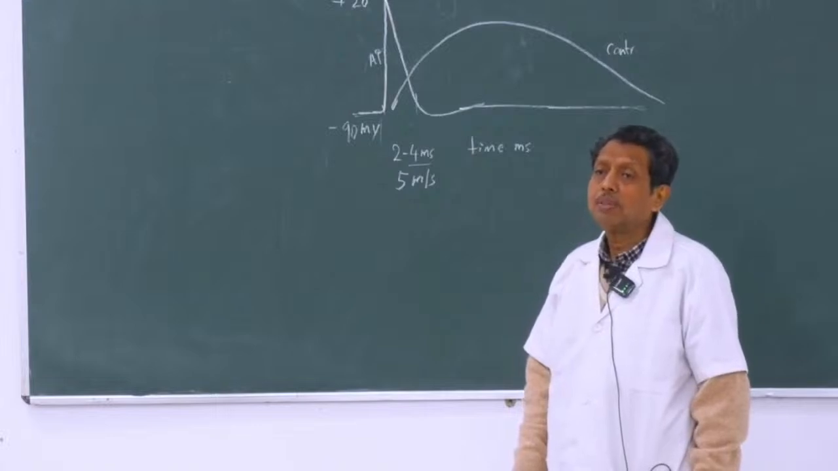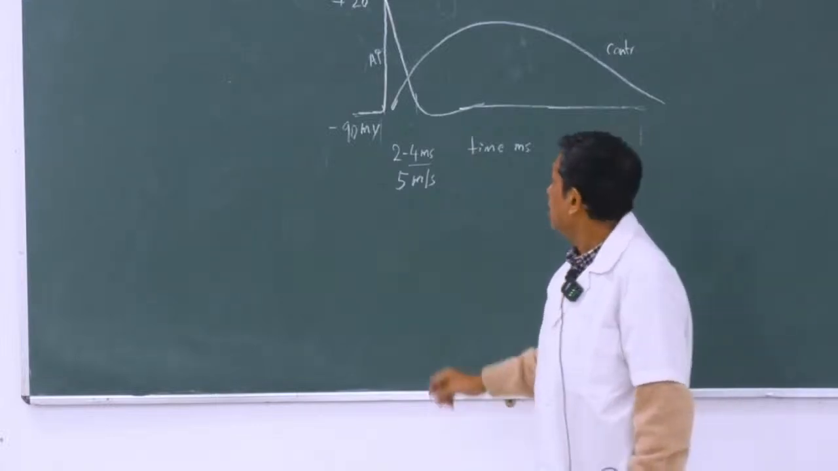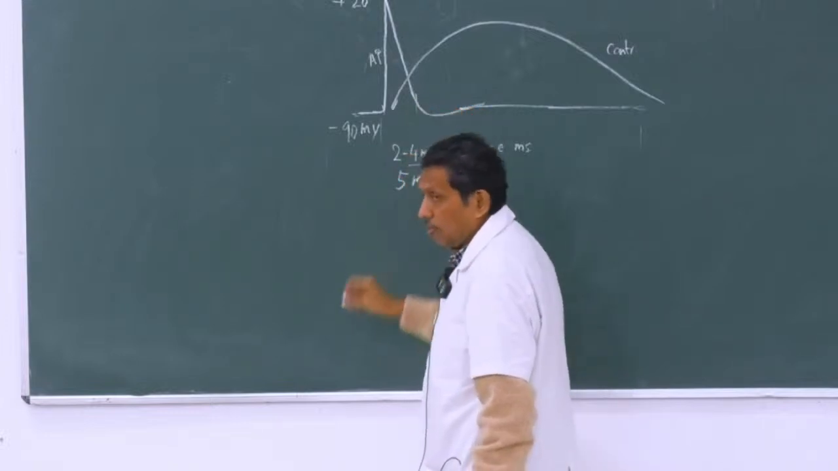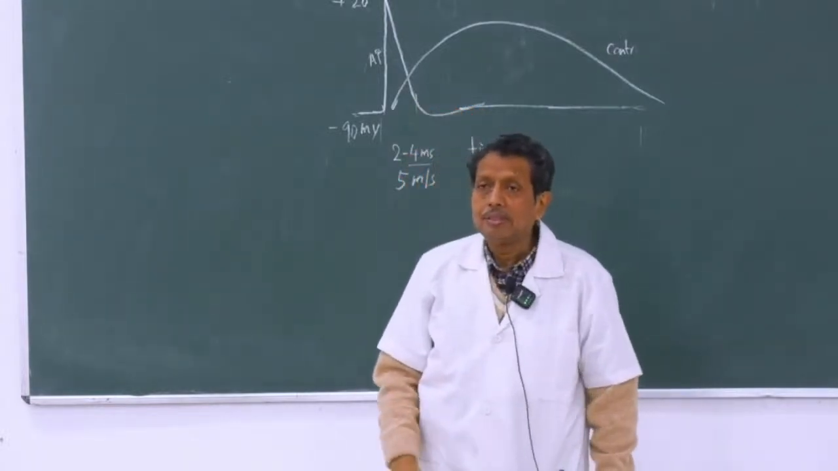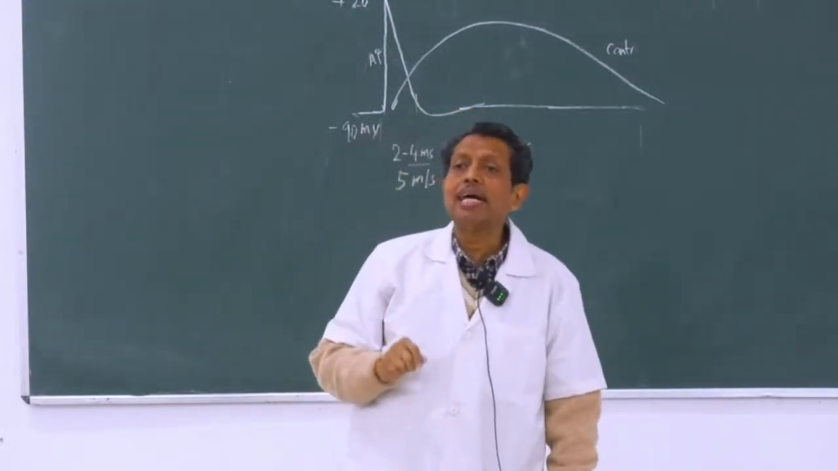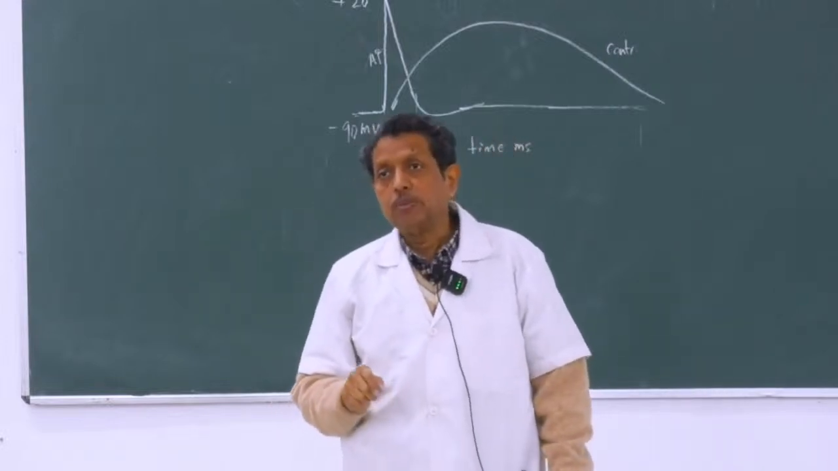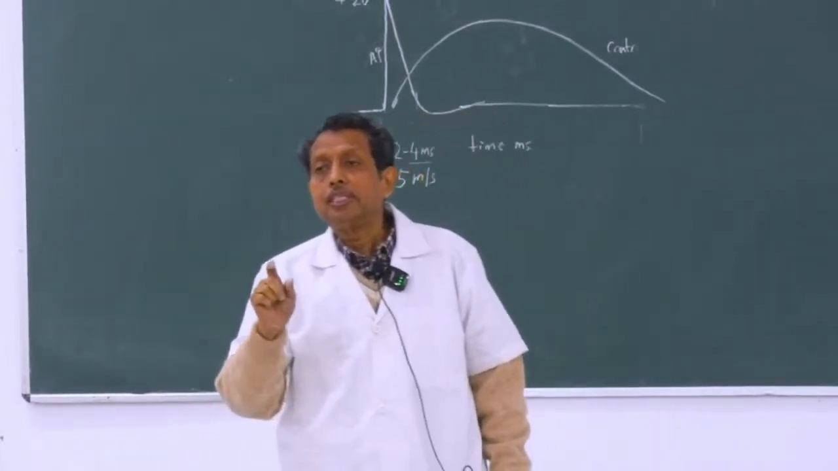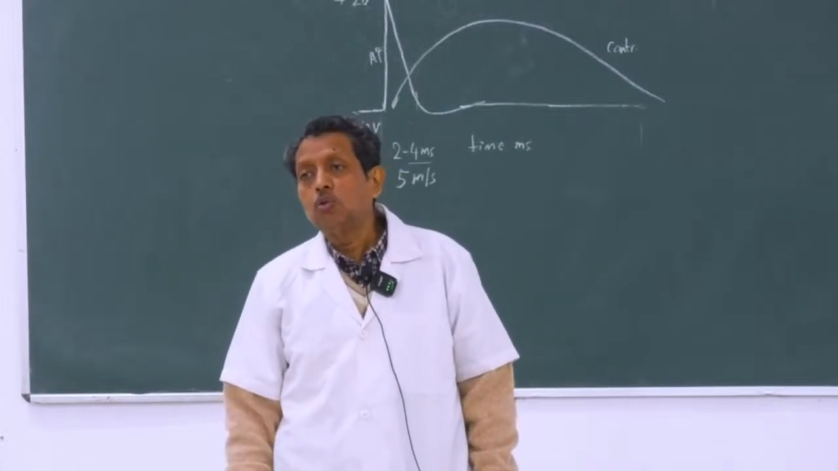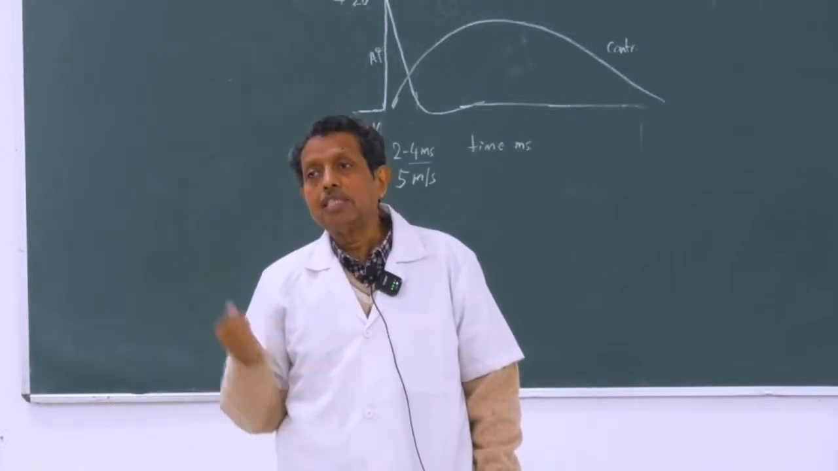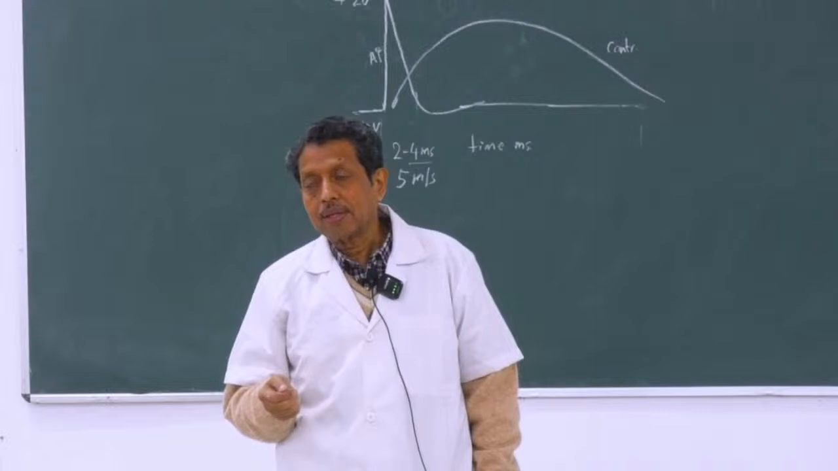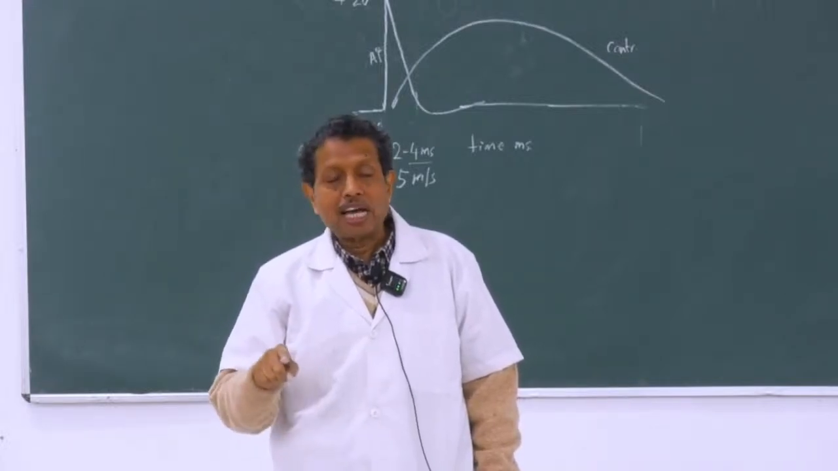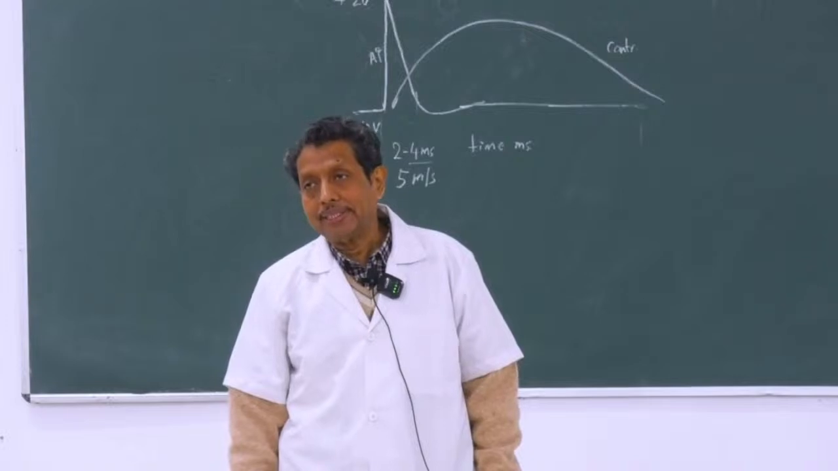So it is similar to that of the nerve, with after depolarization and after hyperpolarization, but it is slightly more than that of the nerve. In case of nerve, the spike duration is 1 to 2 milliseconds, but in this case 2 to 4 milliseconds, and conduction velocity at the sarcolemma is 5 meters per second.